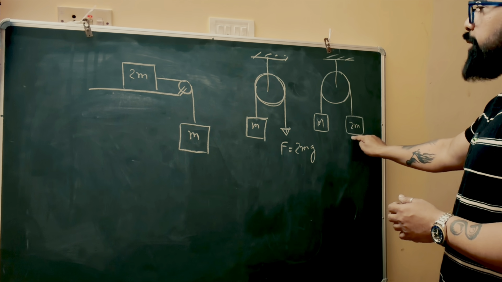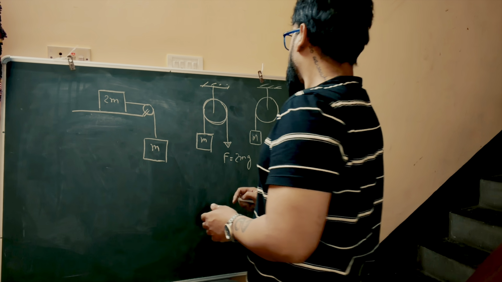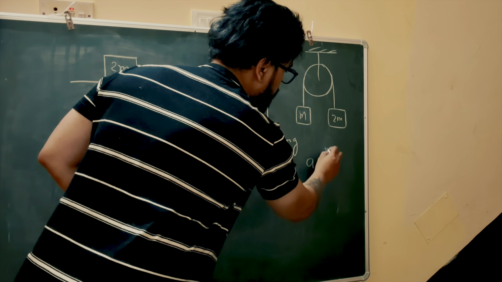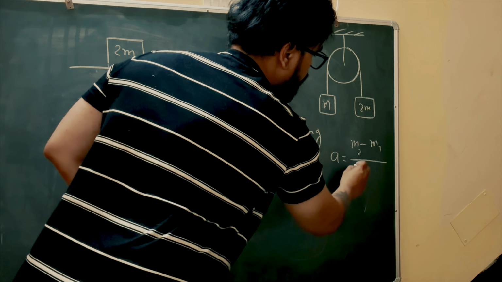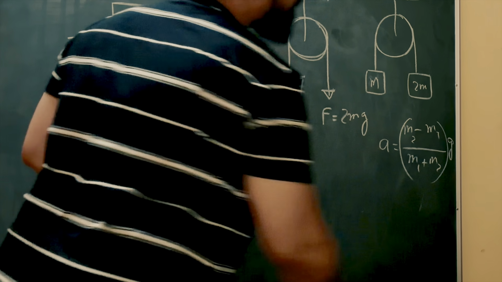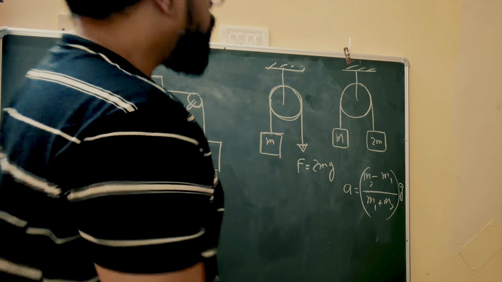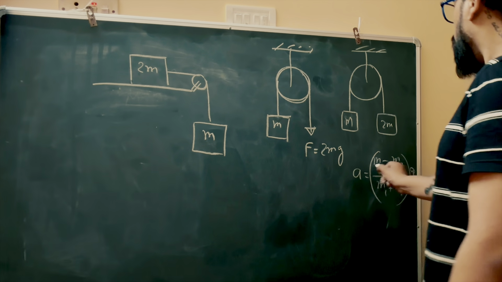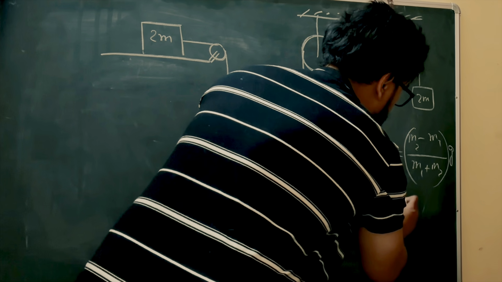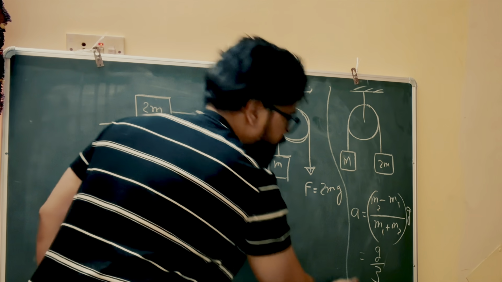Now for this, you have to know that this is called an Atwood machine. In case of an Atwood machine, there is an acceleration formula: (m2 minus m1) divided by (m1 plus m2), into small g. Okay, so this is 2m and this is small m. So you put the data here. 2m minus small m is small m in the numerator and the denominator is 3m. So if you cancel them, you get the answer as g by 3. So this is the acceleration of the first case.